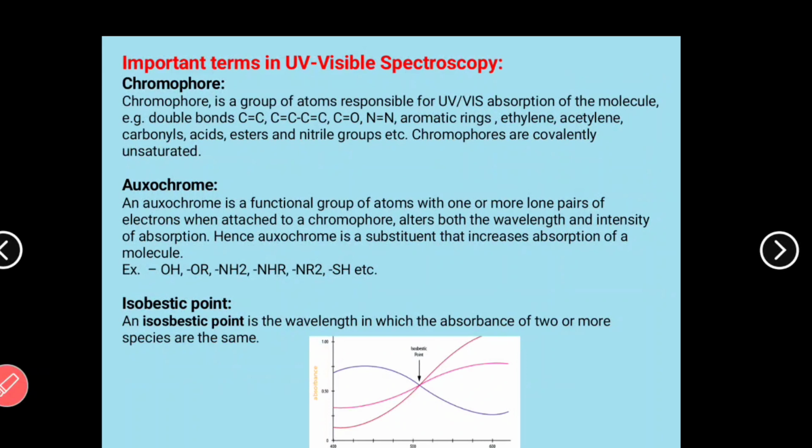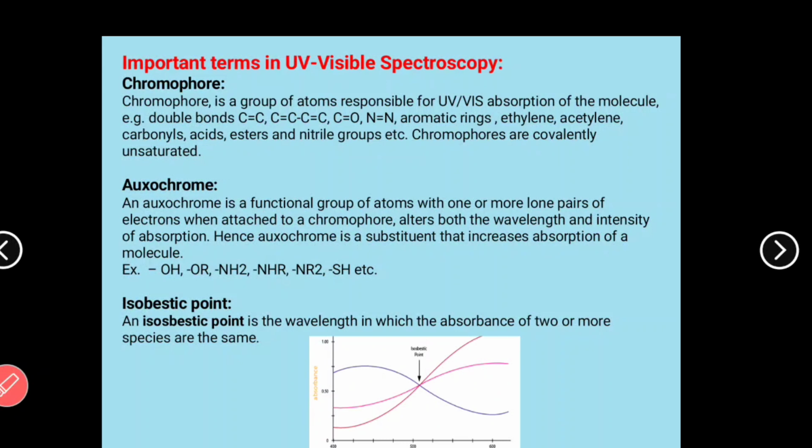Chromophore. A chromophore is a group of atoms responsible for UV-visible absorption of the molecule. For example, double bonds, aromatic rings, ethylene, acetylene, carbonyls, acids, esters and nitrile groups. These chromophores are covalently unsaturated.